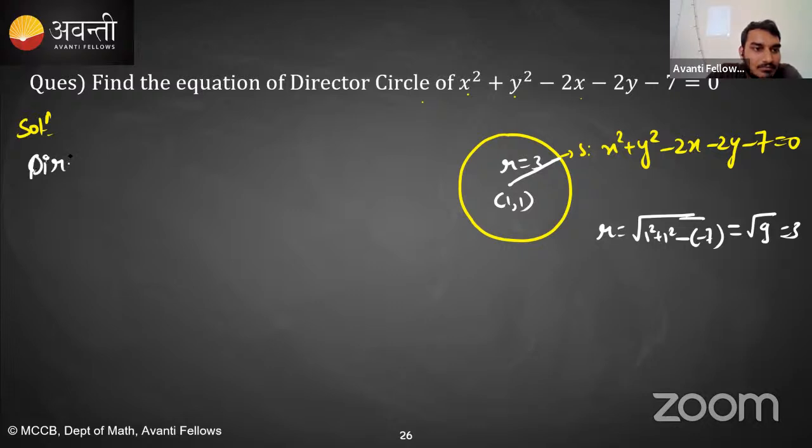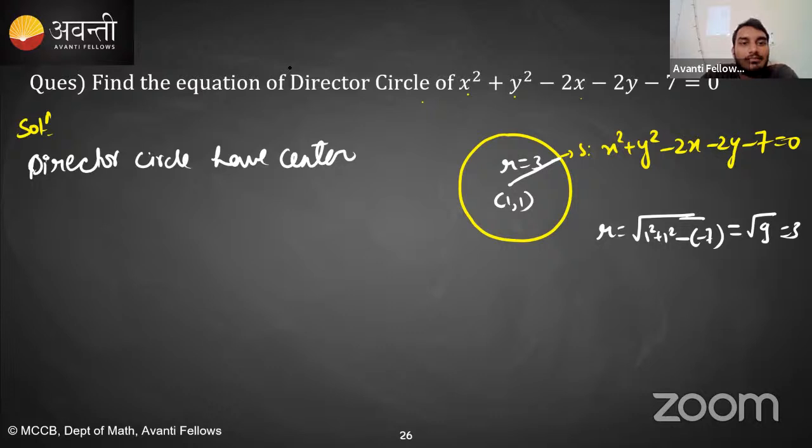So you can say that the director circle will have center... what will be the center of the director circle? (1, 1) only. It is concentric, meaning the center of the director circle and the center of the given circle are the same. The director circle has center (1, 1) and what will the radius be? Root 2 times the original circle, so 3 root 2.